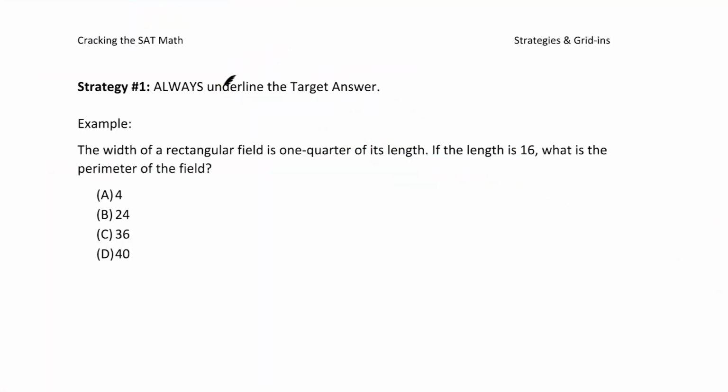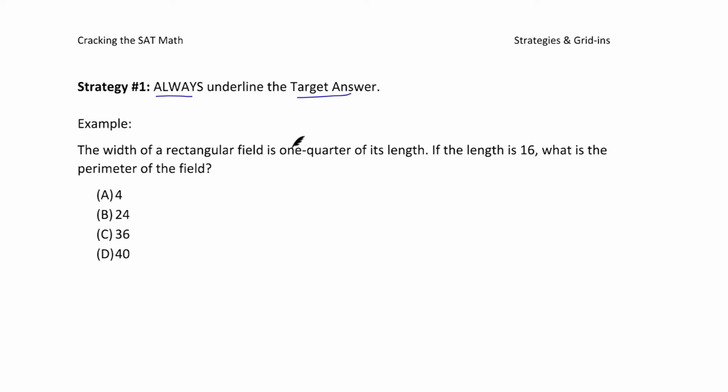So the first and the most important strategy is to always underline the target answer. This is extremely important. This is so important that I've started using this strategy in reading and writing as well. It will literally save you from a lot of silly mistakes. Let me explain through an example.